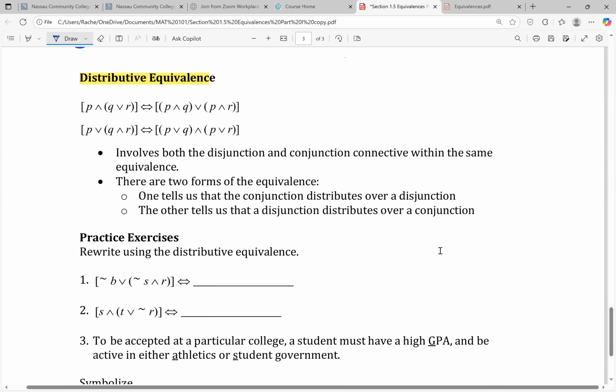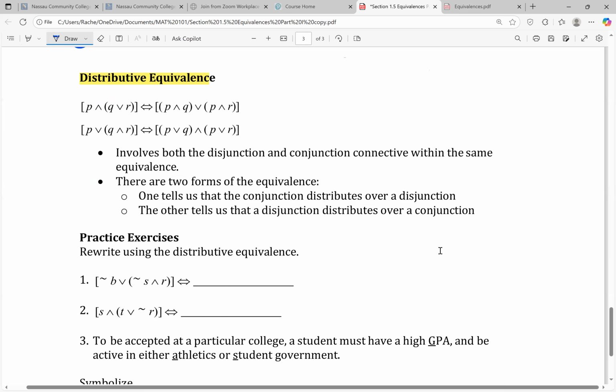So think of it as there's 2 forms of the equivalence. One tells us that the conjunction distributes over a disjunction. That was this one, right? The first one. Think about distributing the conjunction. The other one tells us that a disjunction distributes over a conjunction. So now we have a disjunction as the main connector. So we're distributing it over the conjunction.